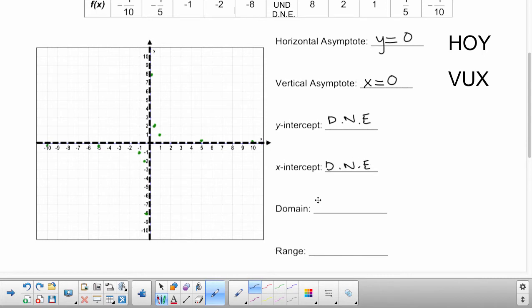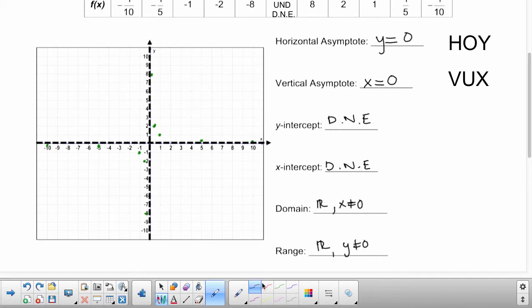Domain we have experience with, so we'll just write this guy in as all real numbers, except we have that asymptote, so where x does not equal 0, and range similar except y does not equal 0.